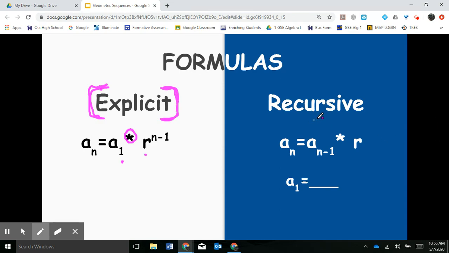The recursive formula is only there to tell us what the common ratio is and to tell us what A1 is. That's all the recursive is good for. Remember, that's the one that just gives us the next number. So if I don't know the previous number, I can't find the next number, and so it's pretty much obsolete other than just giving us the common ratio and A1.